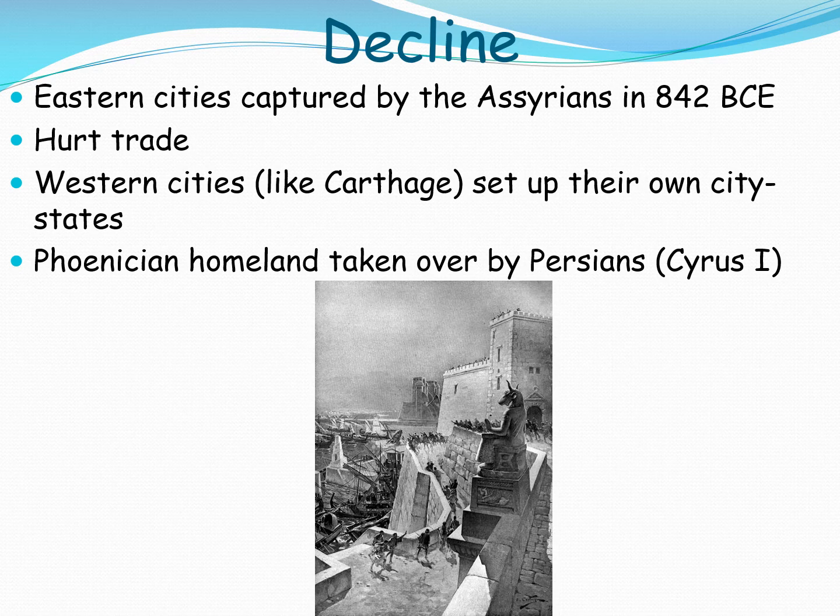The Phoenicians would decline when their eastern cities were captured by the Assyrians in 842 BCE. With the Assyrians in charge, it hurt trade. And the western colonies, which would eventually become their own city-states, like Carthage, would grow and become powerful. Carthage would eventually become an enemy of the Romans. We'll get to that much later. The Phoenician homeland was finally taken over by the Persians under Cyrus the Great, and that would really spell the end of their empire, their trading empire.